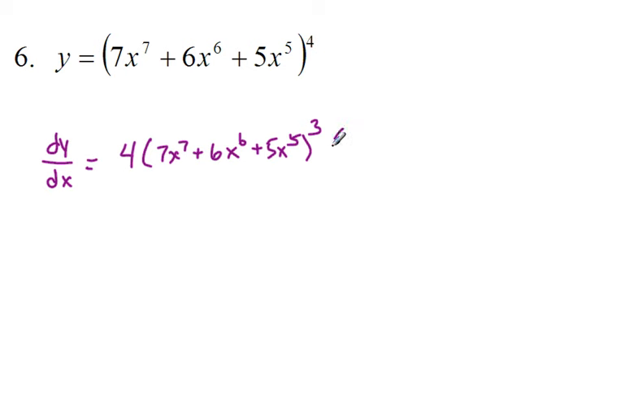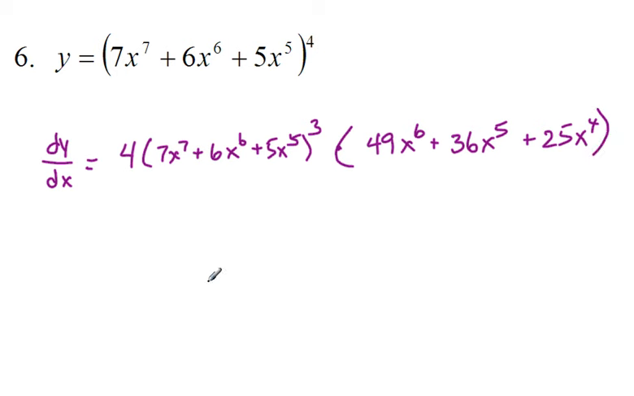A lot of students lose points because they forget parentheses here. So I just want to do it wrong for a moment. If I just write times with a dot 49x to the 6th plus 36x to the 5th plus 25x to the 4th, this is incorrect because you'd only be multiplying the outside derivative times this first one and then adding these after. In order to get this one correct, you need parentheses around the whole derivative of the inside. So derivative of the outside times the derivative of the inside.